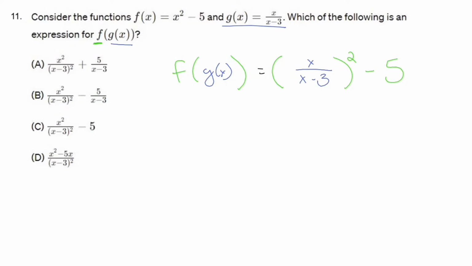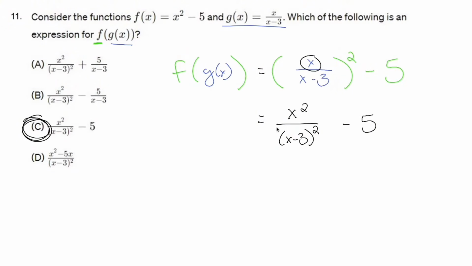Now, doing a little bit of math, it looks like I don't have to do too much math. We have x over x minus 3 times x over x minus 3. That basically means x times x, which is x squared, over x minus 3 squared, minus 5. And it looks like in this case, that's all I have to do and I end up with C. Now, if you're happy with this, end the video, you're done.